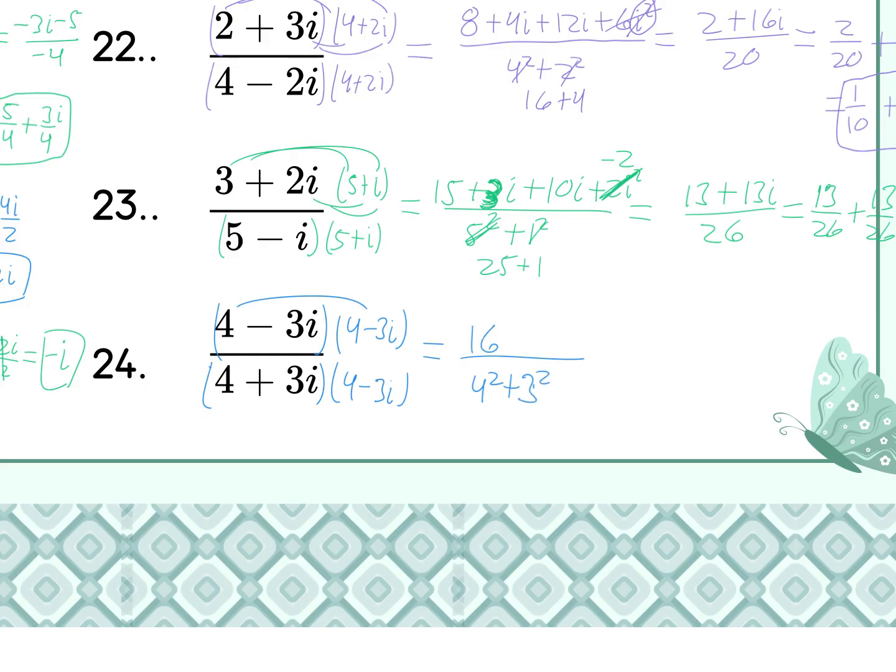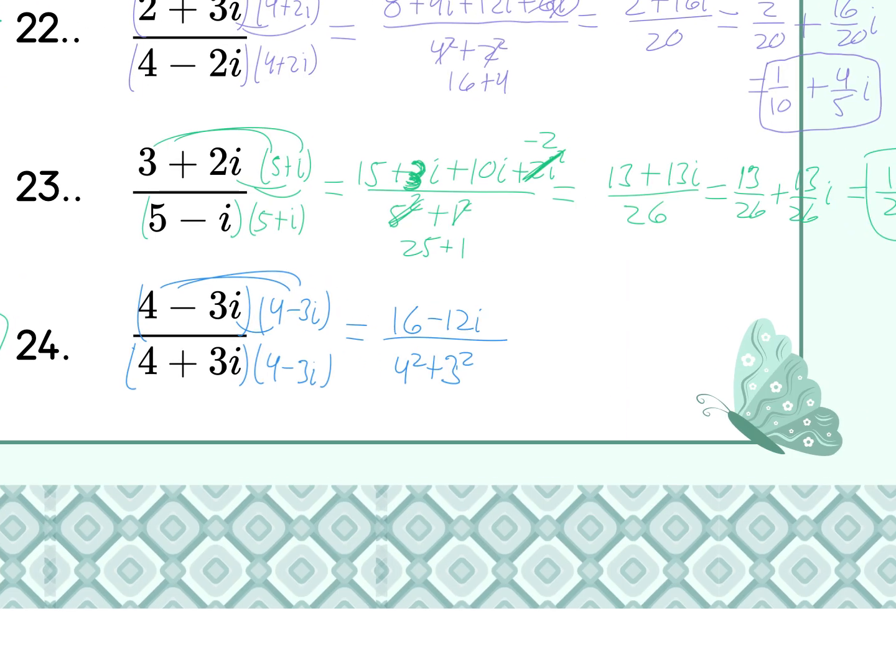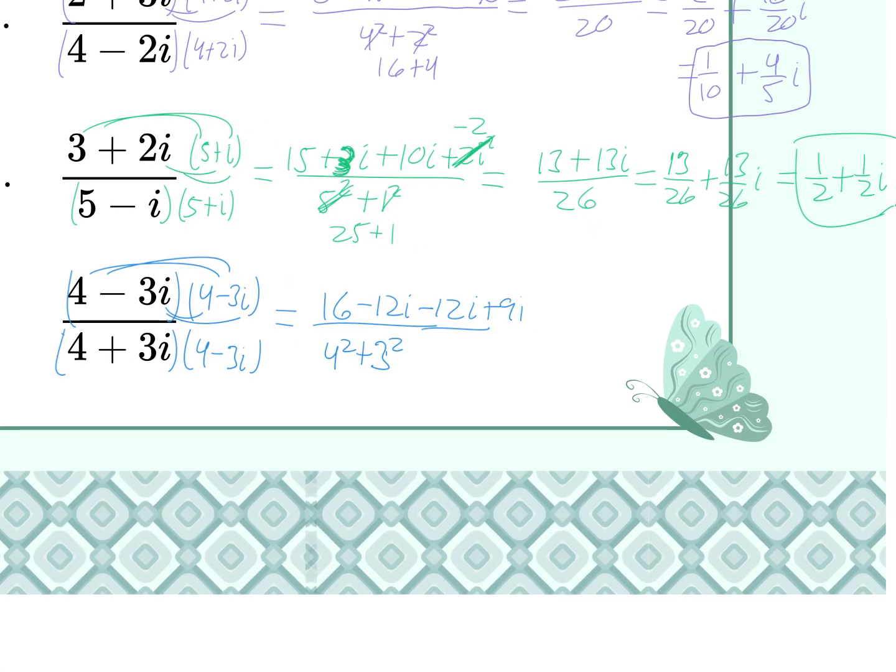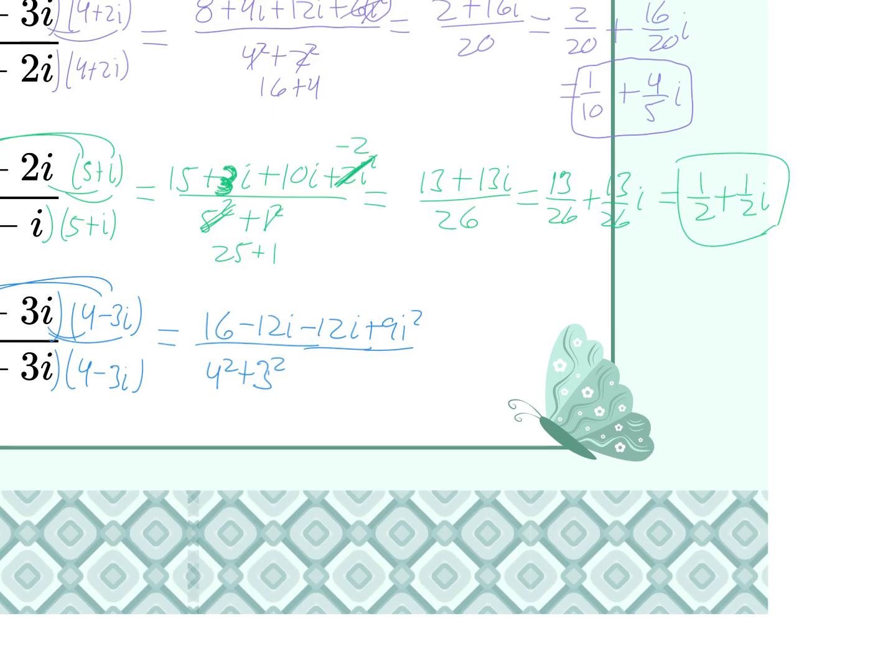4 times 4 is 16. 4 times negative 3i is negative 12i. Negative 3i times 4 is negative 12i. And then negative 3i times negative 3i is a positive 9i squared. All right, and then 9i squared, I'm going to cross that out and change it to its opposite. It's going to become a negative 9. All right, and then 16 minus 9 is going to get you 7. And then negative 12i minus 12i is negative 24i.